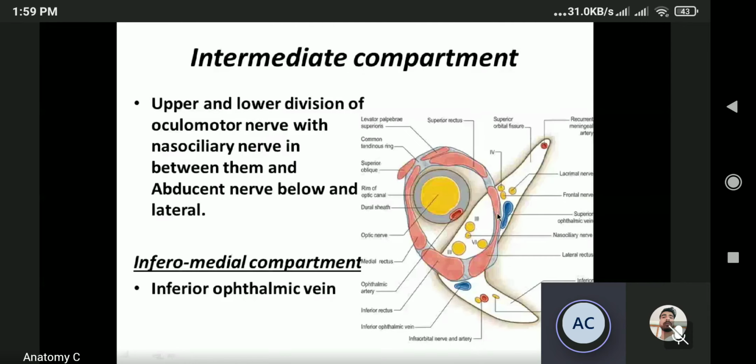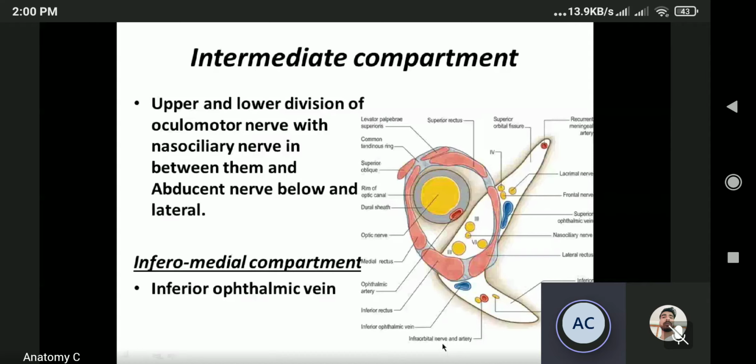Now, talking about the intermediate compartment, we have also discussed this: the 2 divisions of the oculomotor nerve, nasociliary nerve, and abducent nerve. Okay, 2 oculomotor, nasociliary, and abducent. And in the inferior compartment, you are getting the inferior ophthalmic vein. Okay, that is present. I hope you have understood this in your practical classes also. So I'm not going to repeat this.